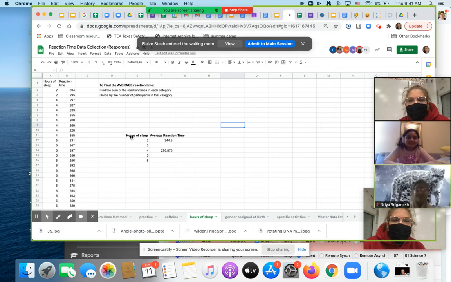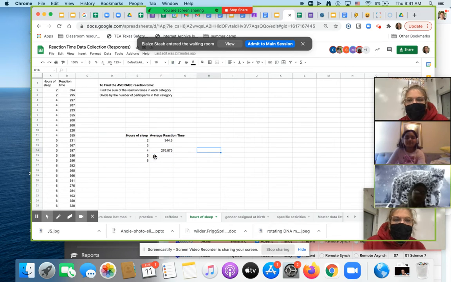I made myself a little data table here to keep all my average reaction times together in one place. And this one's hours of sleep. And here we have all the reaction times that correlate to the hours of sleep. I already did 2 hours. There was nobody who got 3 hours. I already did 4 hours. So now I'm going to go to 5 hours.